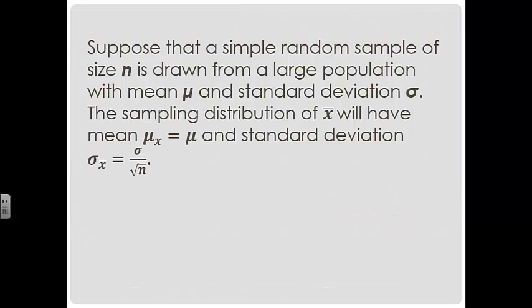Now suppose that a simple random sample of size n is drawn from a large population with mean mu and standard deviation sigma. The sampling distribution of x bar will have a mean that is equal to the population mean, and then the standard deviation is going to be the population standard deviation divided by the square root of the sample size.